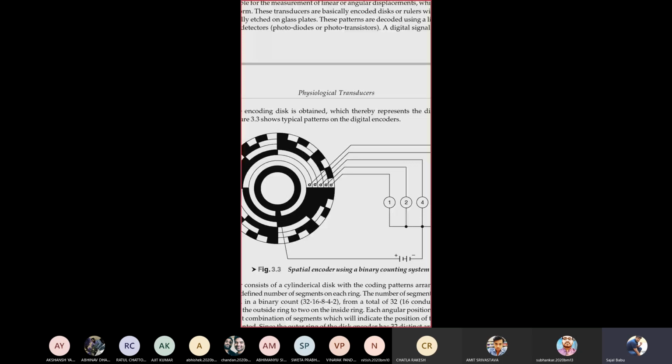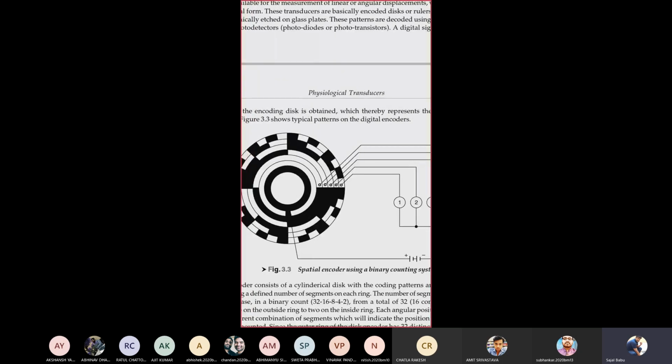That means how many sections: as I said, the outermost has 32 sections, another one has 16, the inner one 8, then 4, then 2, and then 1. So when my shaft has rotated and come to a position, it will count how many photographic sections and how many non-etched sections there are, and depending upon that, it will give a digital count. Okay, so it will act like that.